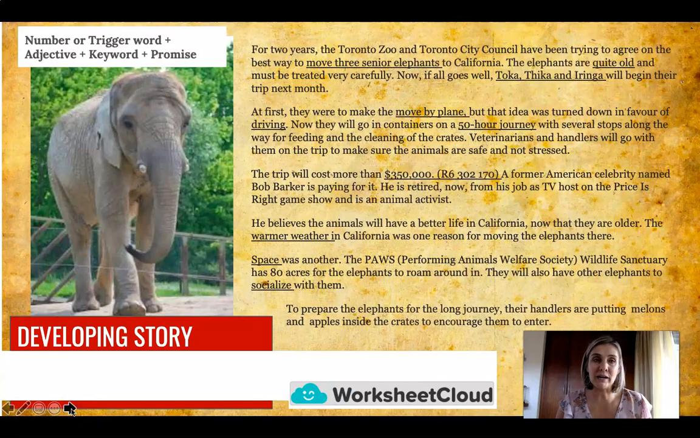If we look at our next one, also another article, it's sometimes easier, as I said, to create a headline. So if we look, and we just skim and scan quickly, it's 3 senior elephants that are quite old. There are their names, so it gives it a person quality to it. We sort of connect with them if they've got a name. They wanted to move them by plane, but now they've decided on driving. It's a 50-hour journey, several stops. That's what it's going to cost. They're moving because it's warmer weather and space in California, and also so that they can socialize.